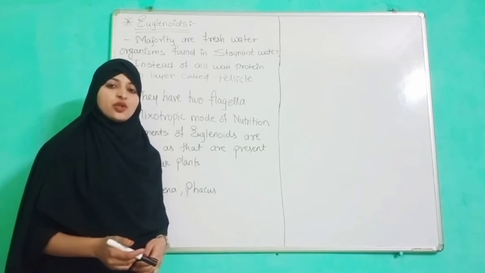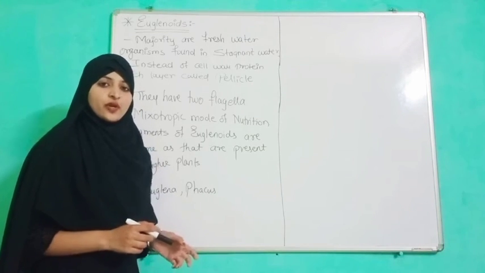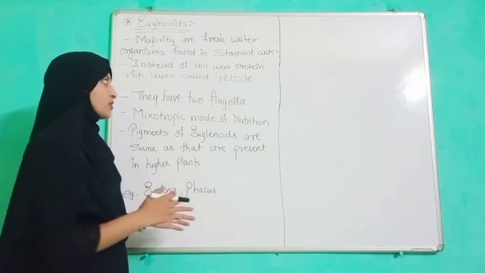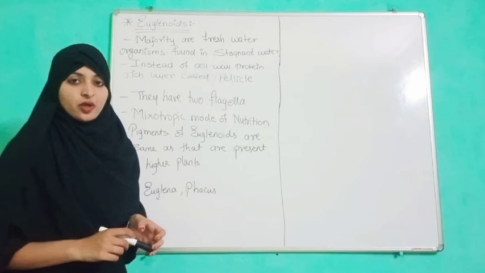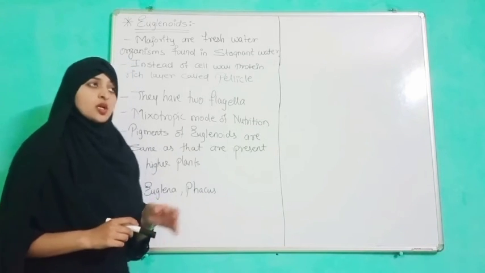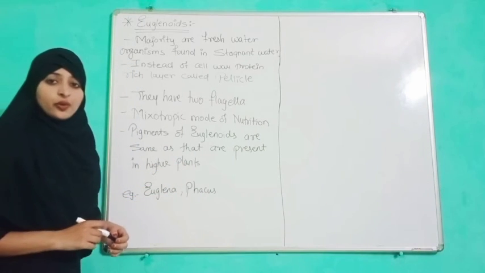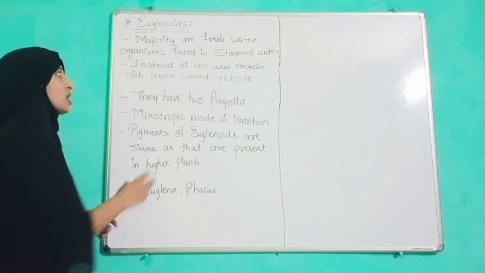Everyone, in our last video we discussed chrysophytes and dinoflagellates. In this video we are going to discuss euglenoids, slime molds, that is fungus animal, and protozoans. So the characteristic features of euglenoids we are going to discuss.